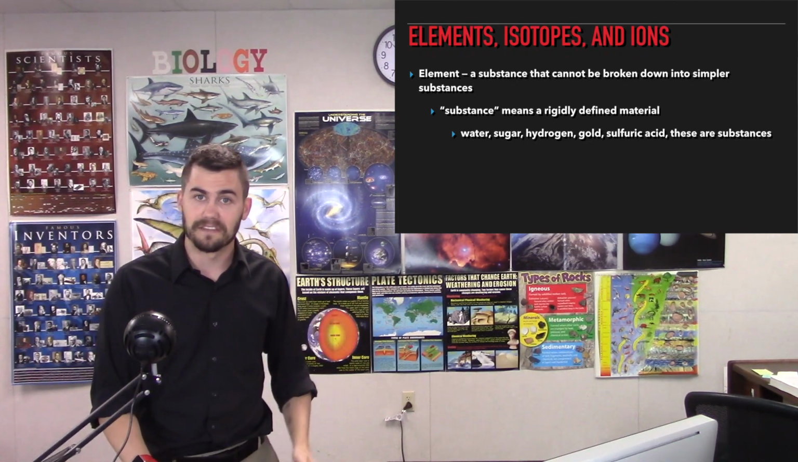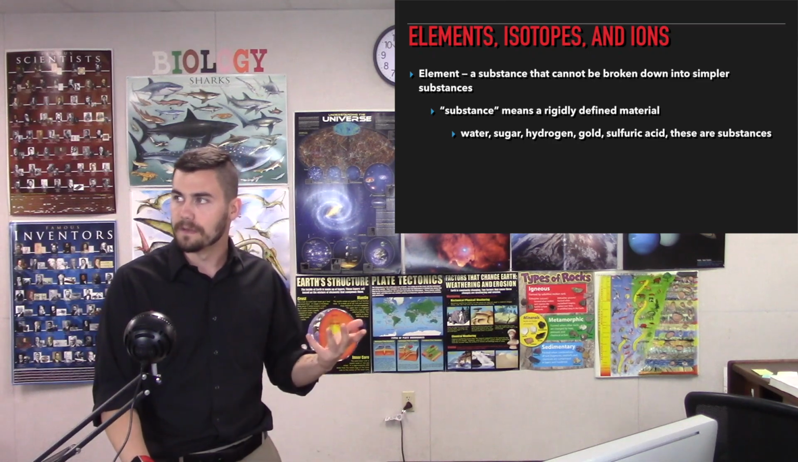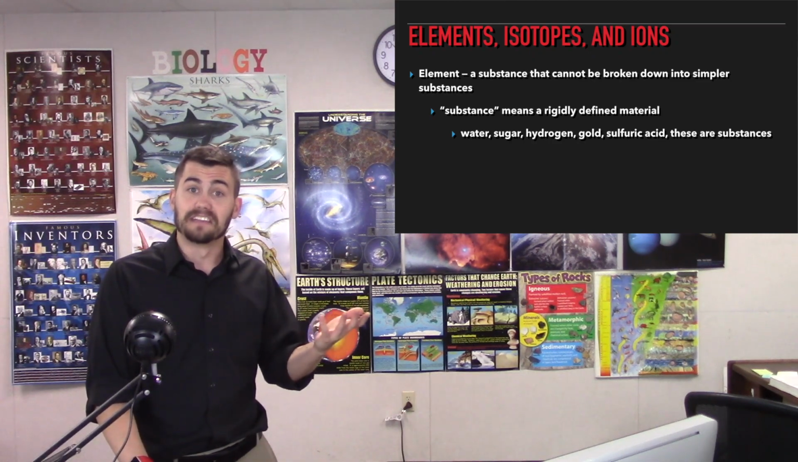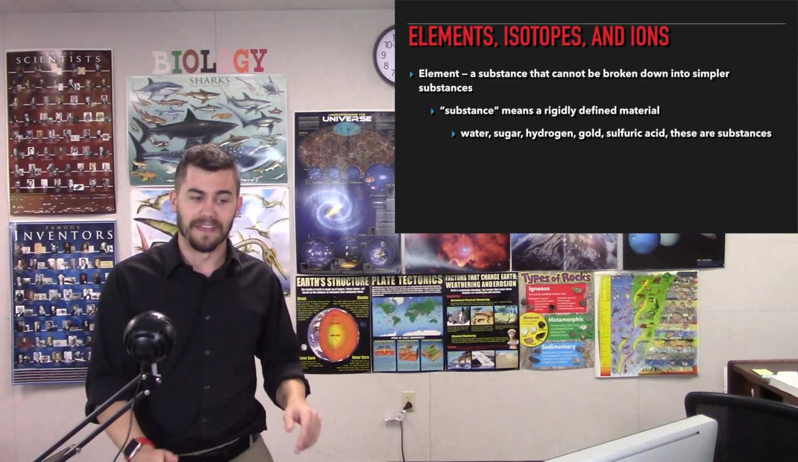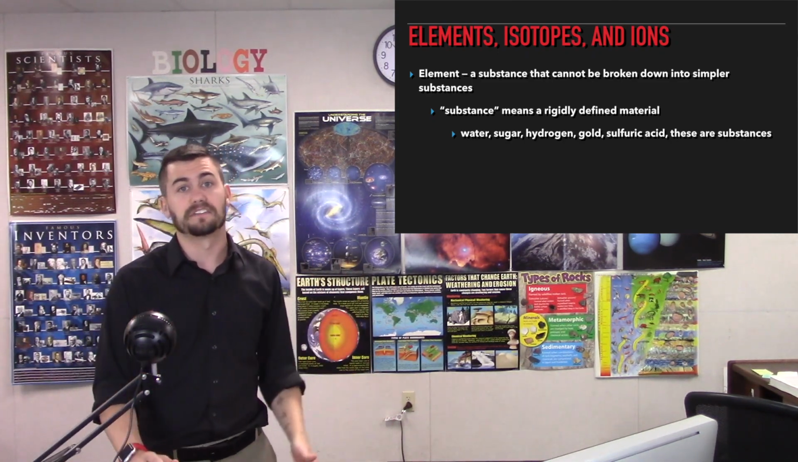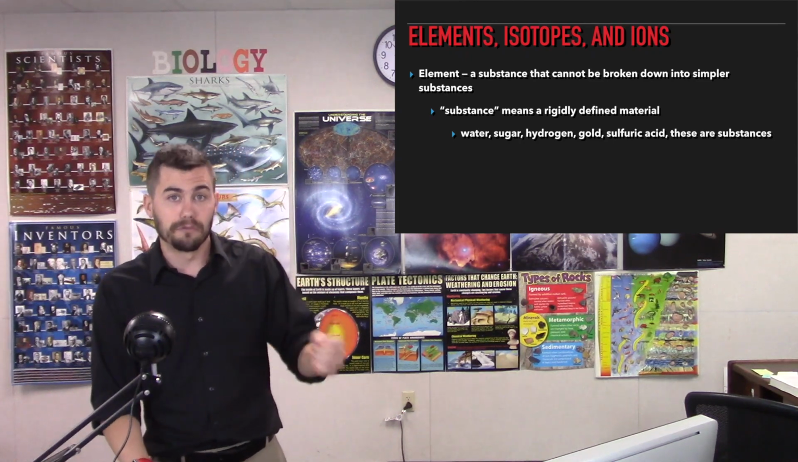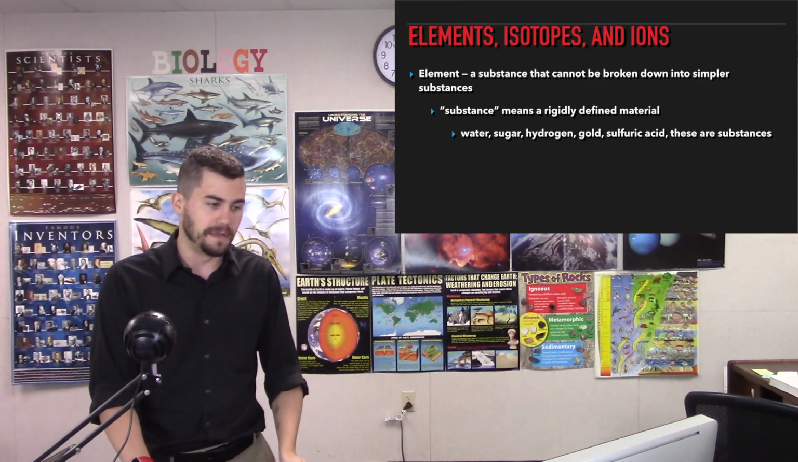Hydrogen and gold are elements, H and Au on the periodic table. Sulfuric acid, which I think is HSO4. I may be wrong about that. But these are substances because they're defined by their chemical formula, or the fact that they are an element.